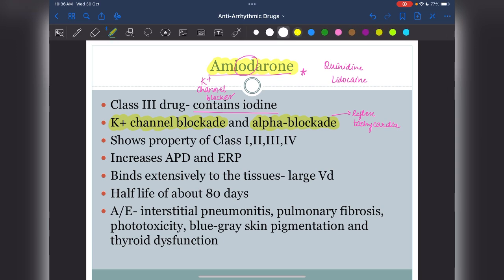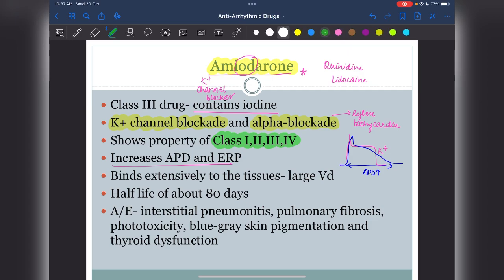Okay. But one of the most important points is it shows properties of all the classes, class 1, 2, 3, and 4. It shows sodium blockade, it shows potassium blockade, it shows calcium blockade. It has every effect. That is one of the most important points that you need to learn. And it will increase APD and ERP. How? Let's once again understand. If it's blocking potassium channels, there will be delayed phase 3 repolarization, there will be an increase in APD, and ultimately ERP, the effective refractory period.